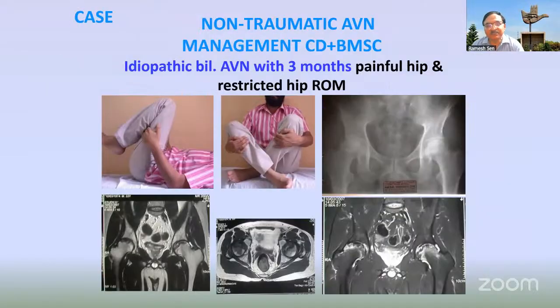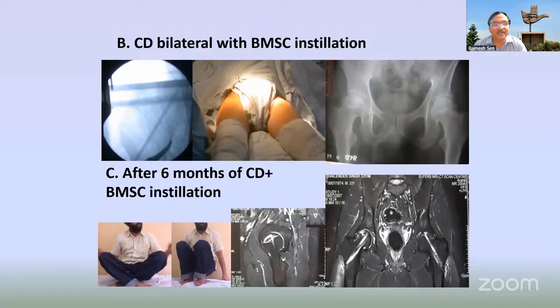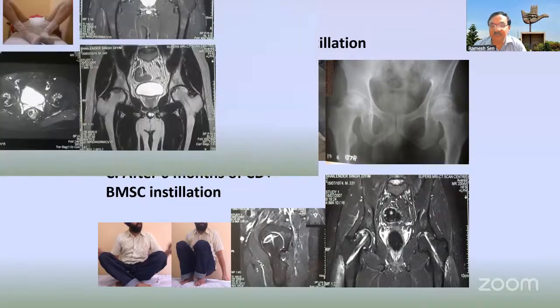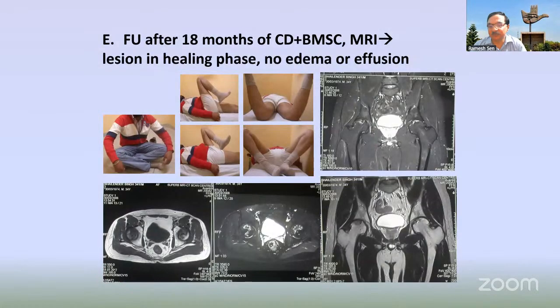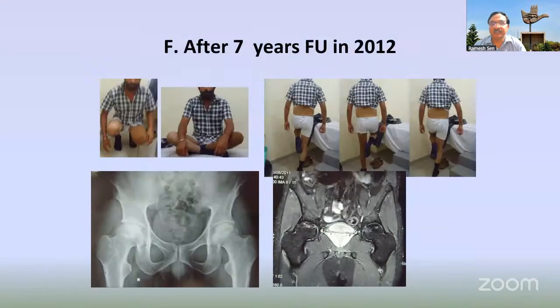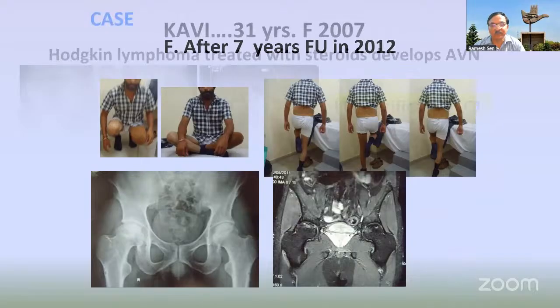While this case, which came to me with AVN, you can see the kind of restriction he had. And you can see this was in 2007 when we were working on it. You can see the AVN changes in the hip joint. And then after 6 months of core decompression and this stem cell instillation, these are the pictures. The MRI pictures have settled down. This is 18 months. He was better off. He was clinically better off. He was radiologically better off. And 7 years later, his hips were reasonably okay. All his functional abilities were very well maintained.